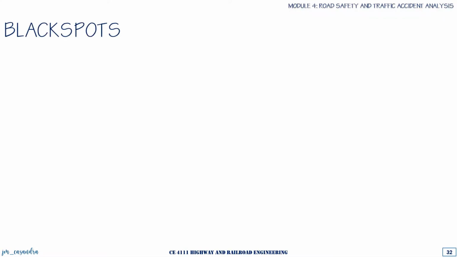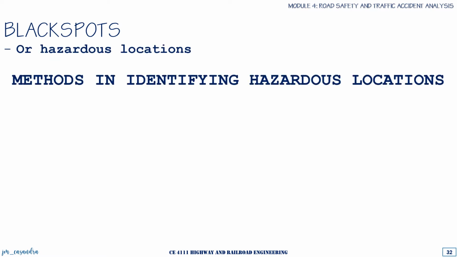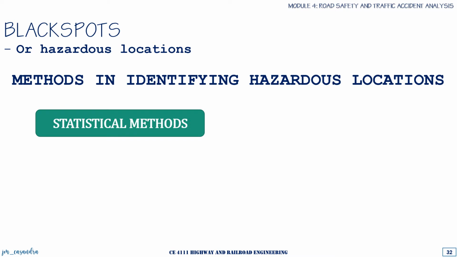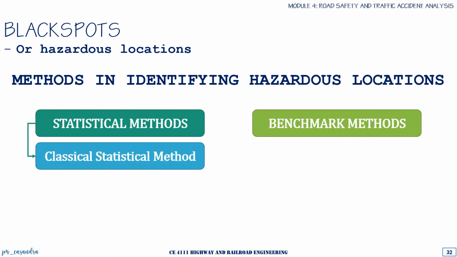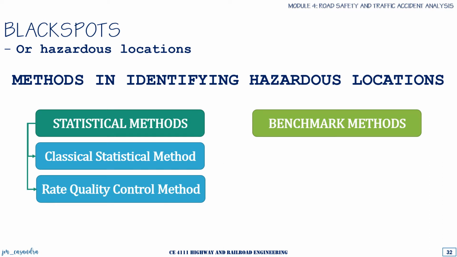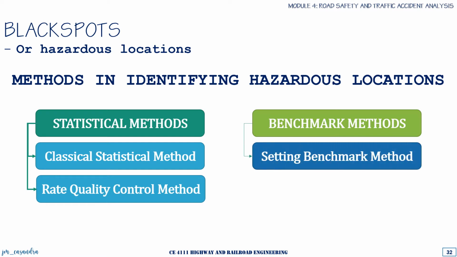So these locations are what we call the black spots or your hazardous locations. And we have different methods in identifying the locations of your black spots. You have generally two. The first one is the statistical method, and the other one is the benchmark method. Under the statistical method, we have the classical statistical method, and the second one is the rate quality control method. While for benchmark method, we have what we call the setting benchmark. Okay, so we'll be discussing these three methods as we progress in our lecture.